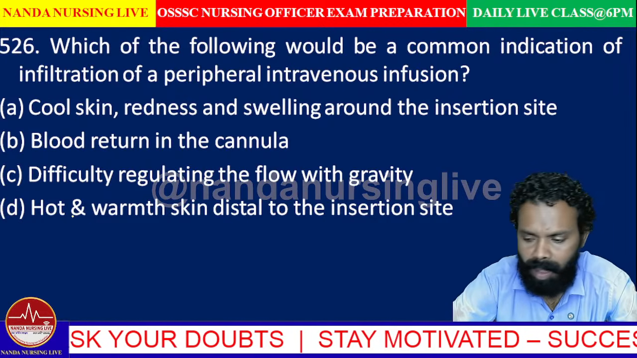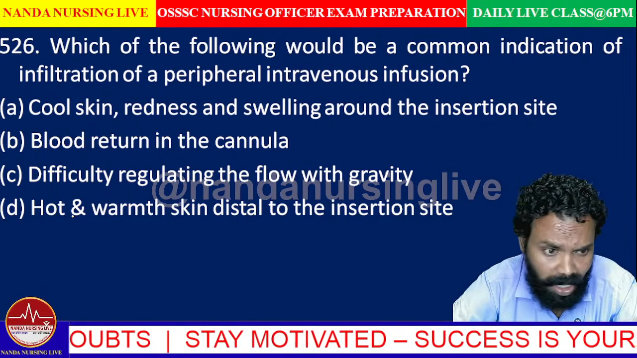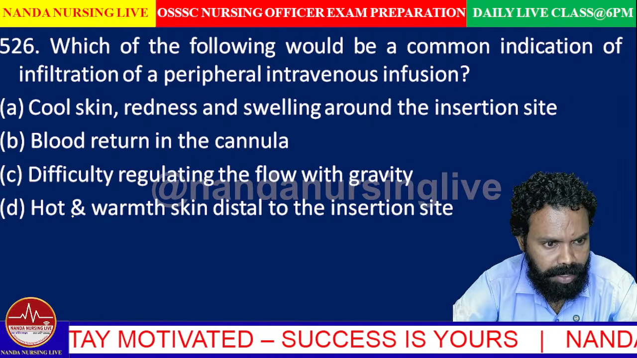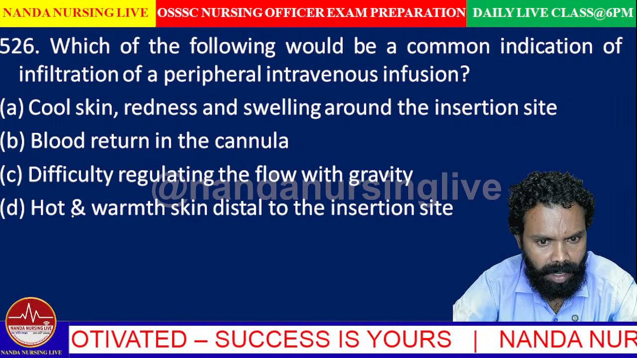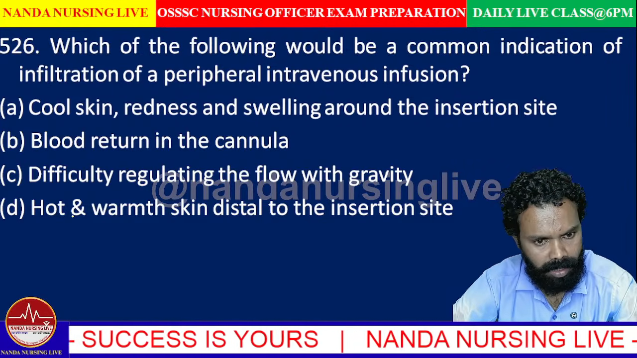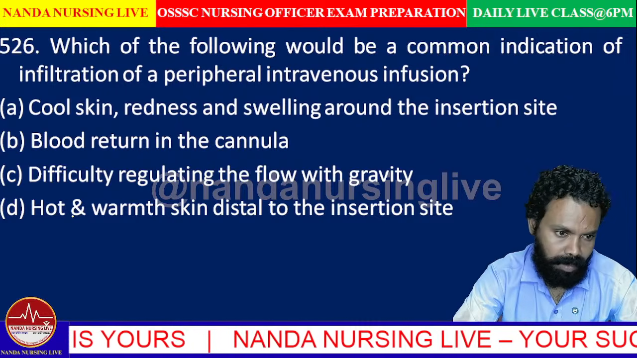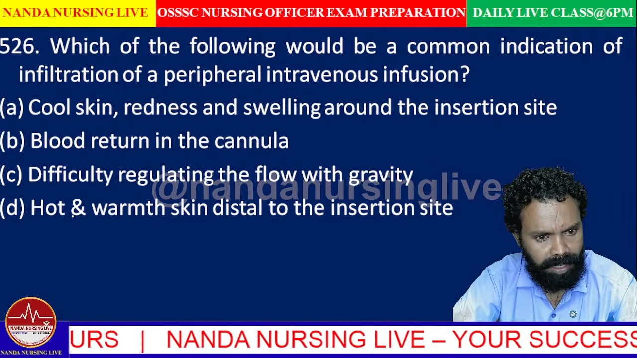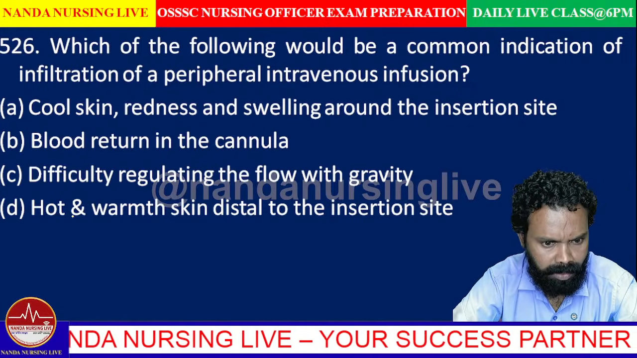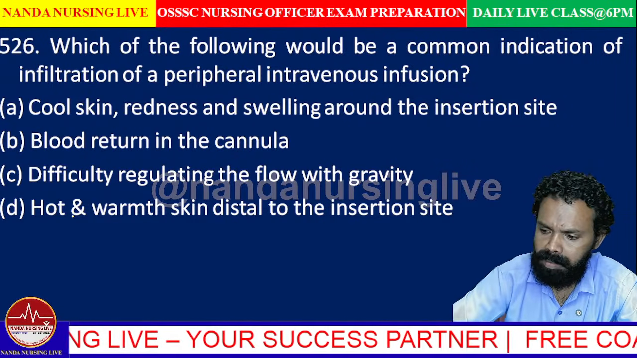Next question, question number 526. Which of the following would be a common indication of infiltration of a peripheral intravenous infusion? Option A is cool skin, redness, and swelling around the incision site. Option B is blood return in the cannula. Option C is difficulty regulating the flow with gravity. Option D is hot and warm skin distal to the incision site. So which option is the correct answer?